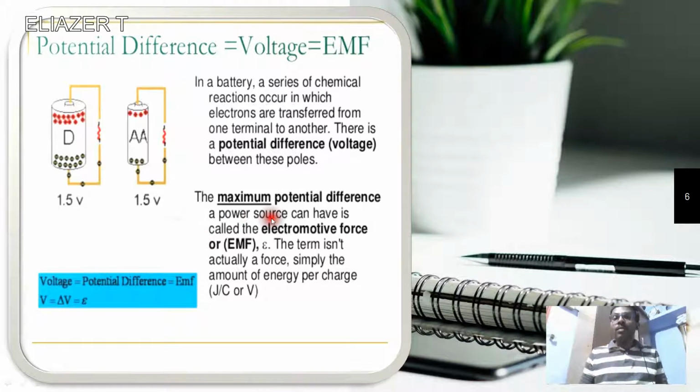The maximum potential difference a power source can have is the EMF. That is the power source. 1.5 volt is the maximum potential difference. Other than that, potential drop will be there based upon the connections and path of resistance given in the circuit. So both are the same, but the representation is somewhat different. Voltage is capital V, potential difference is del V, where del is a small change of voltage. And E is EMF.